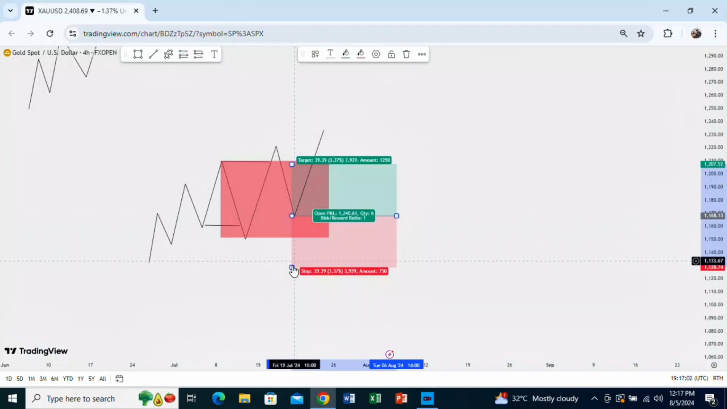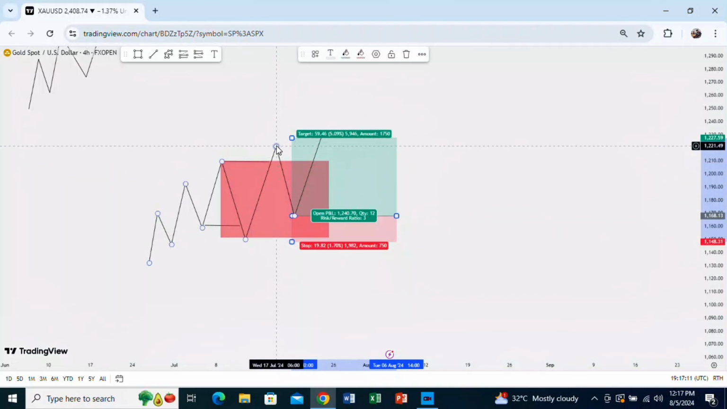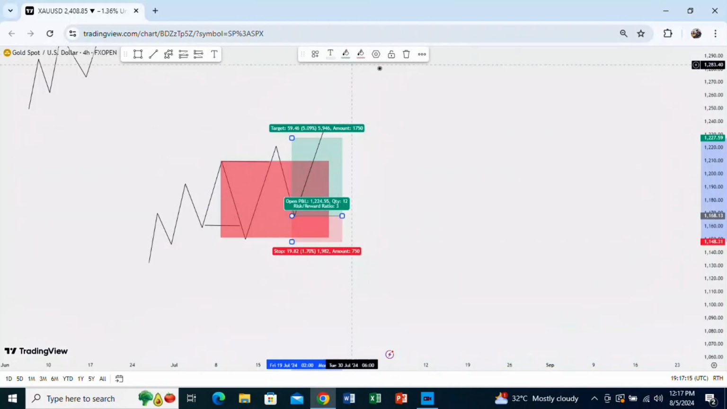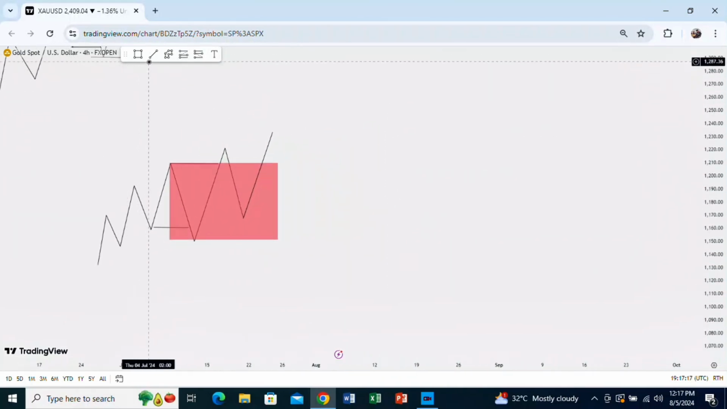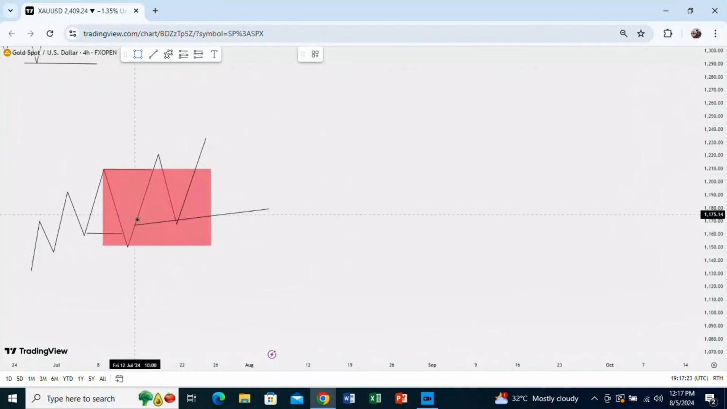Okay, let's suppose this was the order block. Your stop loss will be below this swing low. Okay, because this is now a valid swing low, and then the sweep of this stop, this will be your target. Now we will discuss what is order block that you have to find in this area. Okay, in this area.